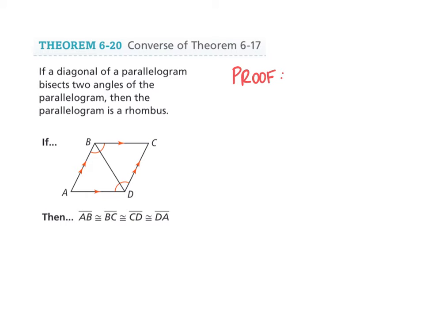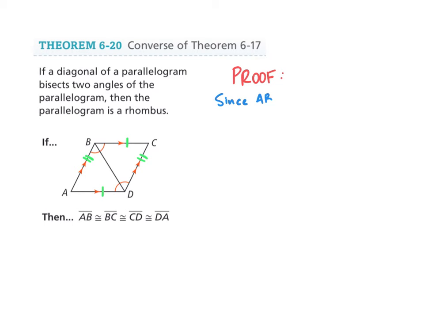Well, let's take a look for a second. First of all, we notice that since it's a parallelogram, these two sides would be congruent, and these two sides would be congruent. So let me go ahead and mark segment BC congruent to segment AD, and segment CD congruent to segment AB. Right? I'm going to write that out.